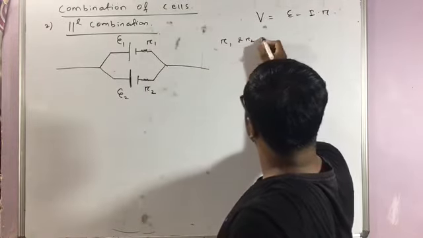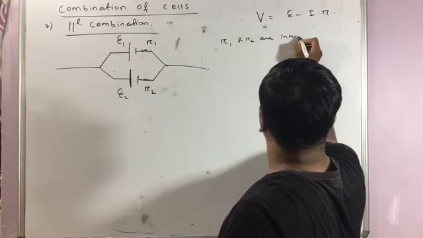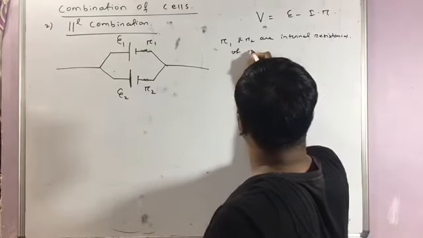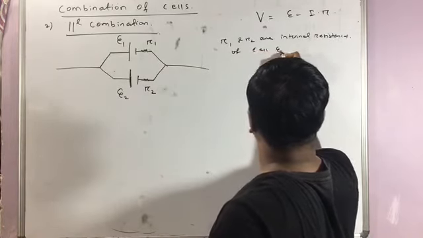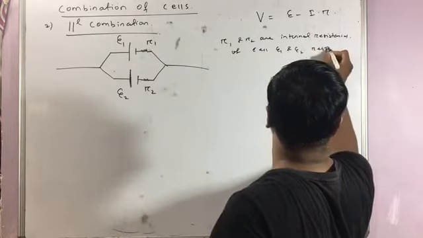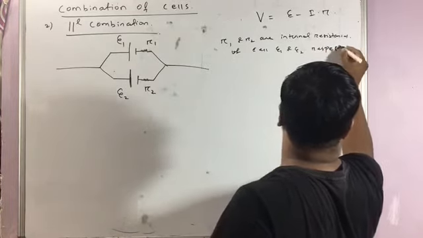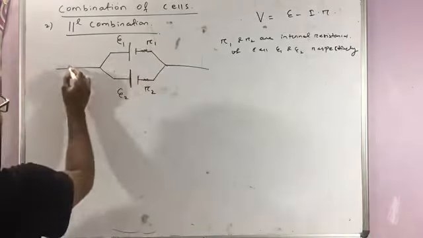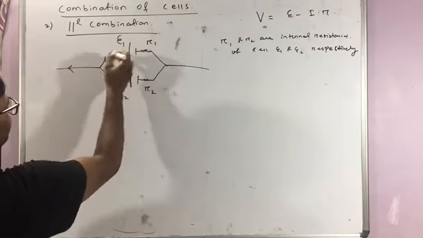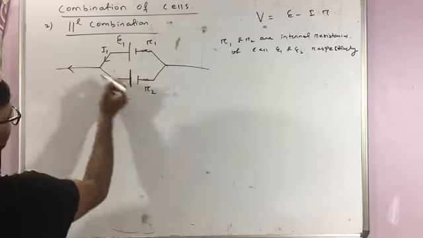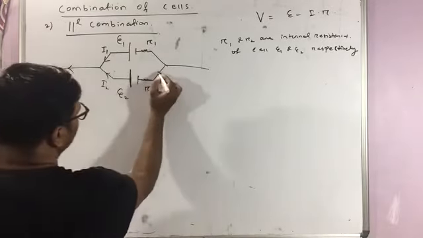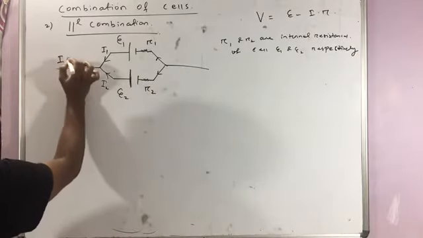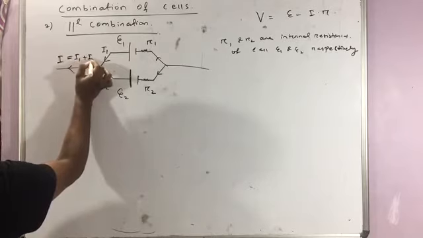R1 and R2 are internal resistances of cell E1 and E2 respectively. See, suppose this cell is sending I1 amount of current and this cell is sending I2 amount of current to the network. So the total current flowing through it, let's say it is I, which is the sum of I1 plus I2.